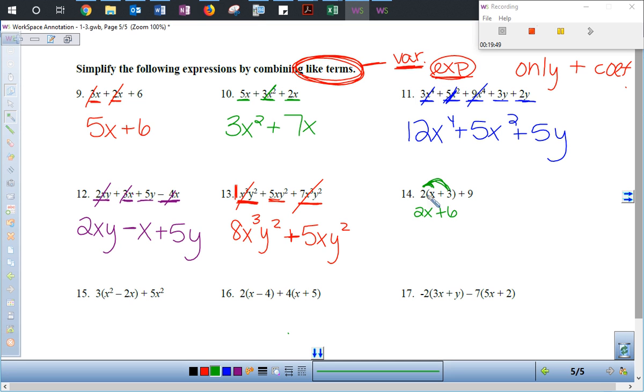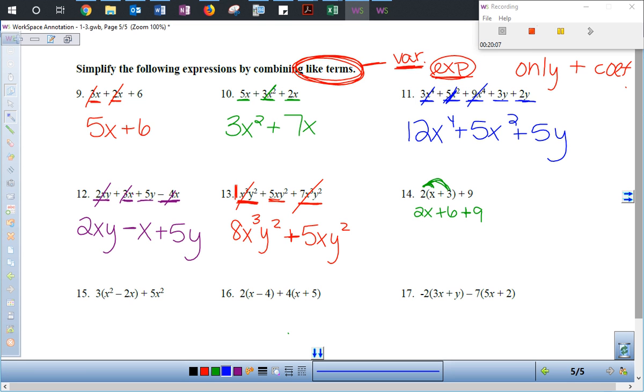However, we do not multiply the 2 times the 9 because the 9 is not inside of these parentheses. That means we don't want to lose it because we still need to use it. We just need to bring it straight down. We don't multiply it, we just bring it down for the ride.